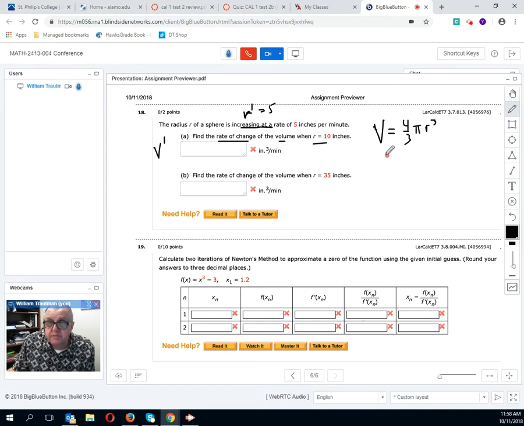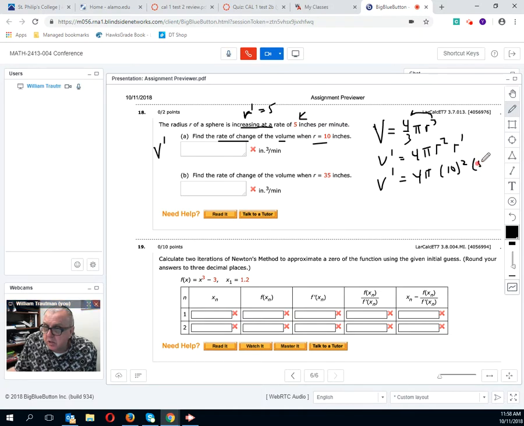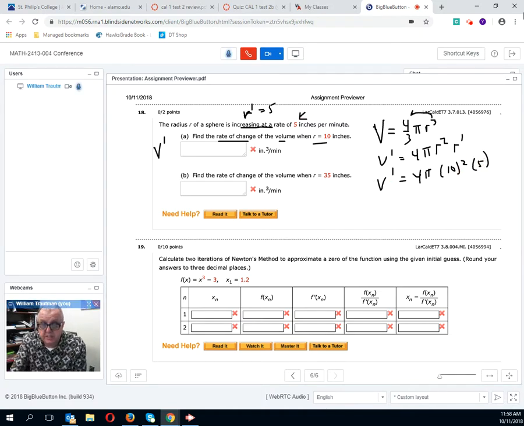So let's take the derivative of this with respect to time. The derivative of V is V prime. Here, you bring the 3 in front. 3 times 4 is 12. 12 divided by 3 is 4. You get 4 pi, and then subtract 1 from the exponent, r squared. Don't forget, you also need an r prime after you take that derivative with respect to t. So V prime equals 4 times pi times r, which we said was 10, squared, times r prime, which was 5. And there's your rate of change. Just multiply all that together.